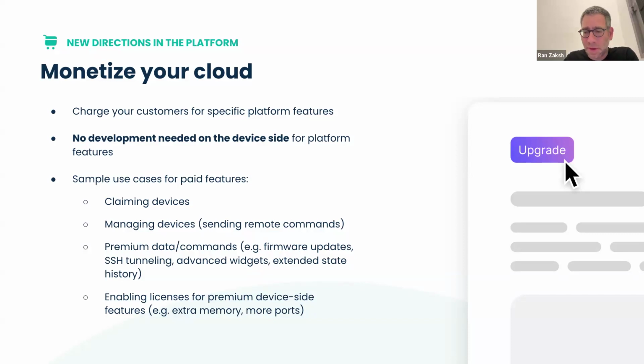So there are a few examples here of what could be a paid feature. It could be as basic as claiming devices. So the whole cloud is monetized, anything is paid. It could be claiming devices is free, but if you want to manage them using commands, then some or all of these commands could be paid. It could be the premium data or premium commands like firmware updates or usage of SSH tunneling or advanced widgets, state history. These could be premium and paid features, or it could be a device side feature that's going to be paid for, and that will require development on your end because it's something that the device does, which actually already exists in the platform.